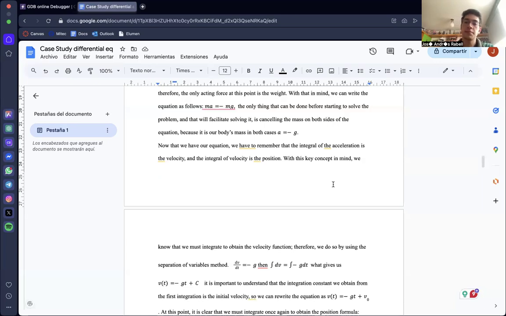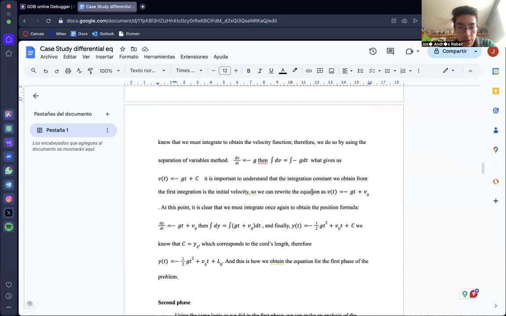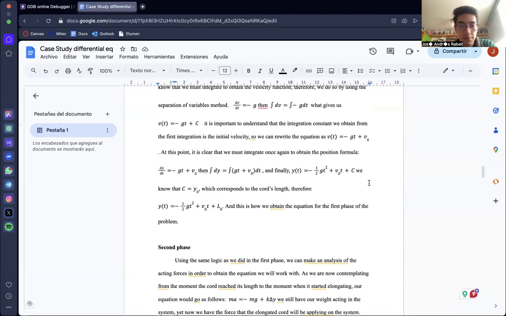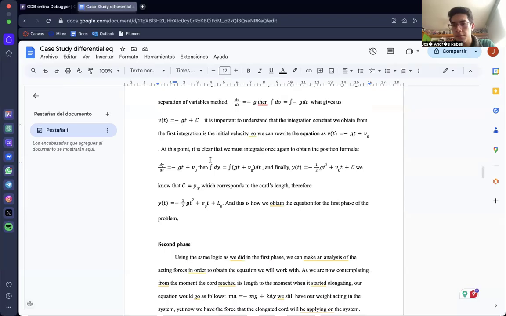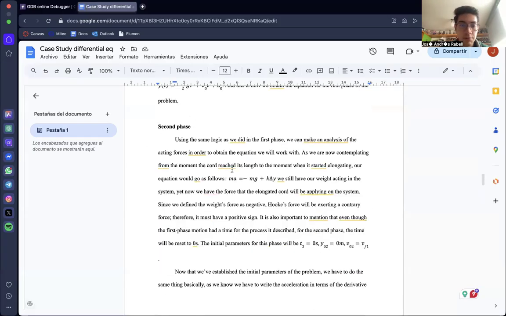the derivative of the position is the velocity, and the derivative of velocity is acceleration, and vice versa with integrals. So we integrate two times to obtain our position function. We do so, and we get this formula. This is the initial velocity, of course. We do so once again. All of this is done with the separation of variables method, and we get this formula that we all worked with in physics. And that's how we do phase one.